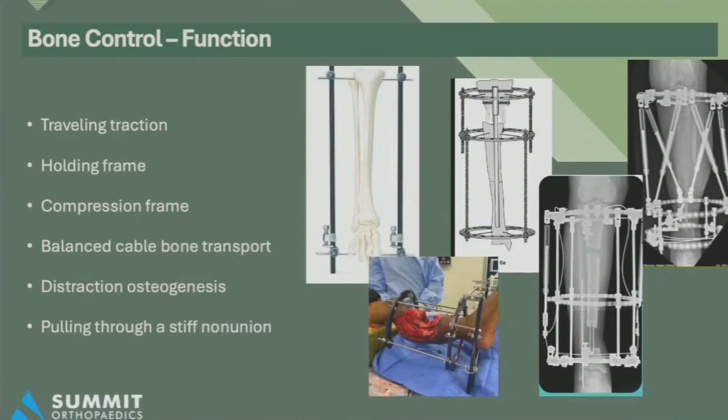But there are all sorts of different applications, whether from traveling traction to holding frames, or a frame to compress, and your frame will vary depending on what function you need it to do and the local anatomy you're working with. So if you need to pull through a stiff non-union, you're going to need a lot more power and fixation than a simple holding frame for an acute fracture.